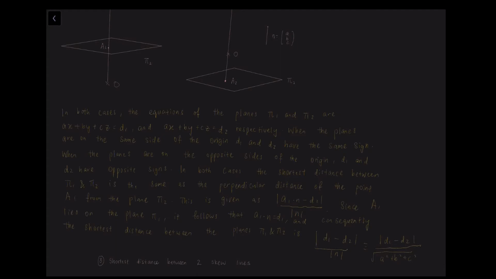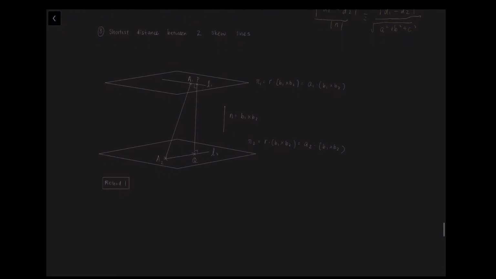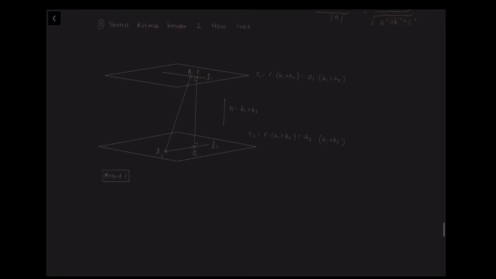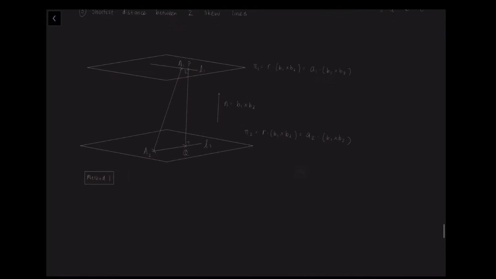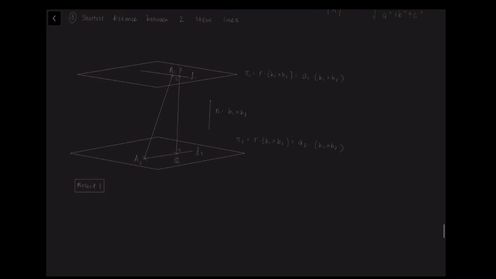Now, let us look at how to solve the shortest distance between two skew lines. So there are two methods. For the first method, look at this diagram properly. Let the equations of the lines L1 and L2 be r equals A1 plus lambda B1 and r equals A2 plus mu B2 respectively.